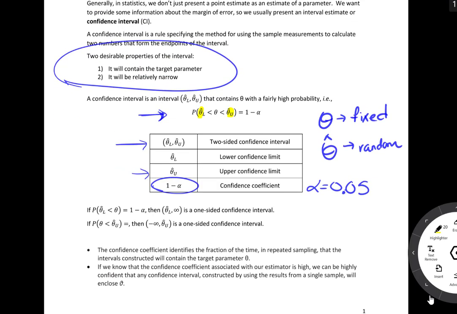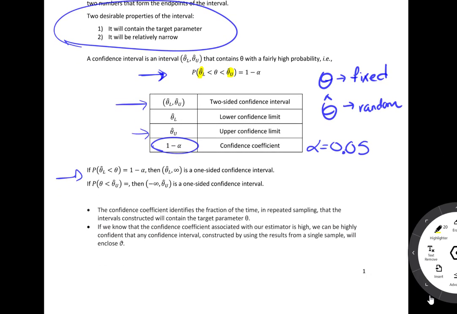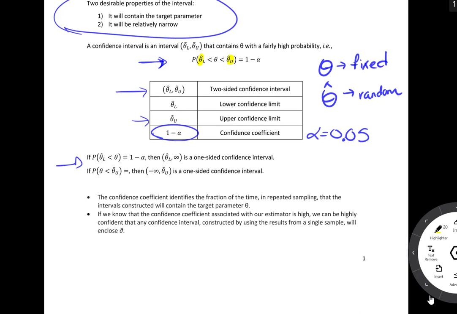Here's what the probability statements would look like for the two different one-sided confidence intervals. Further, the confidence coefficient identifies the fraction of the time in repeated sampling that the interval constructed will contain the target parameter theta. Again, this goes back to the idea that the confidence interval is the thing that is random, not the parameter. We'll talk about this more when we talk about the meaning of confidence. If the confidence coefficient associated with our estimator is high, we can be highly confident that any confidence interval constructed using the results from a single sample will enclose theta.